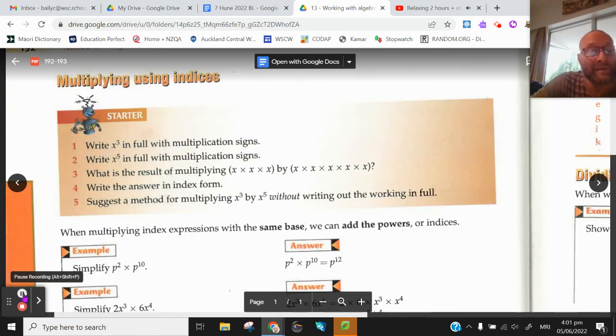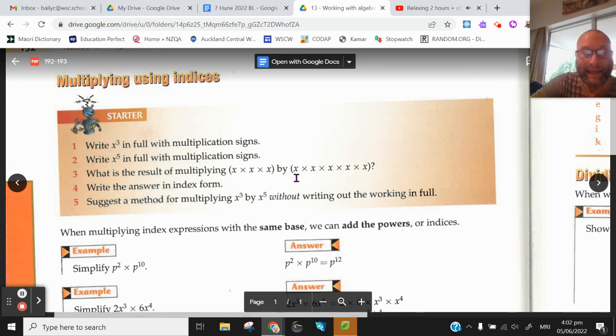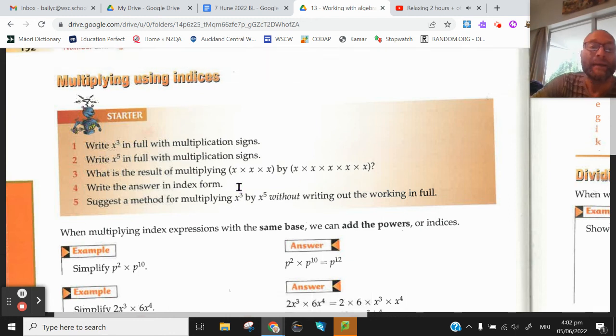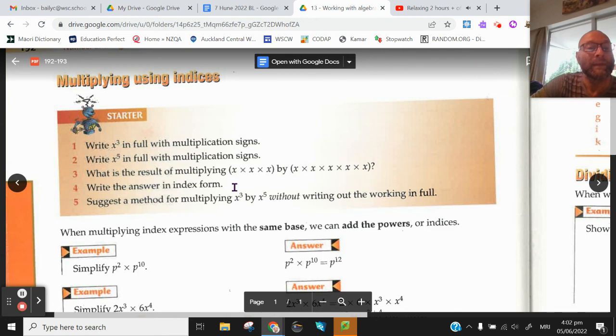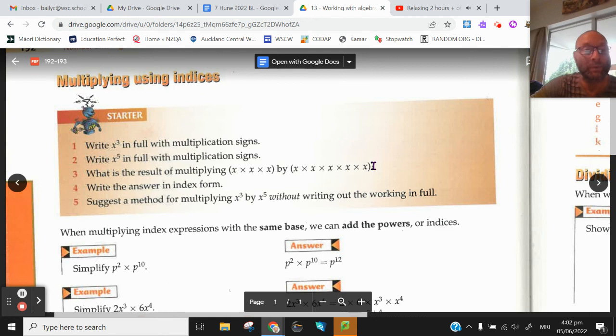All right, the next part of this lesson, we're going to be talking about multiplying using indices. And indices, that's another word for powers or exponents. So if we started out by writing x to the power 3 in full, x to the power 3 means x times x times x. X to the power 5 is x times itself 5 times. And if we wanted to write the answer in index form, that would be x to the power 8. And that's how many x's we're multiplying there.